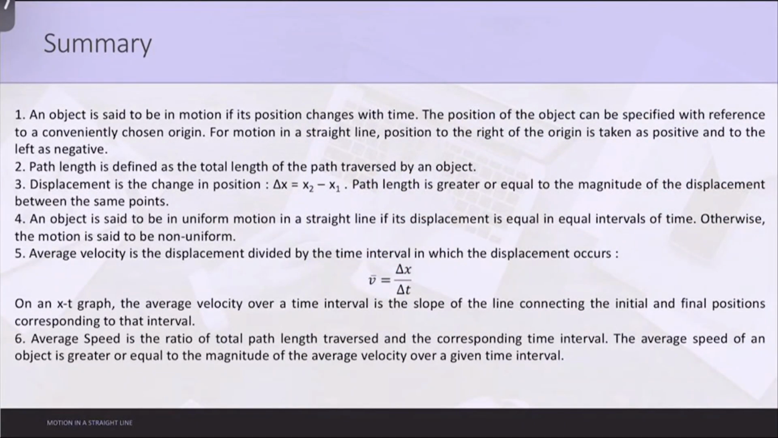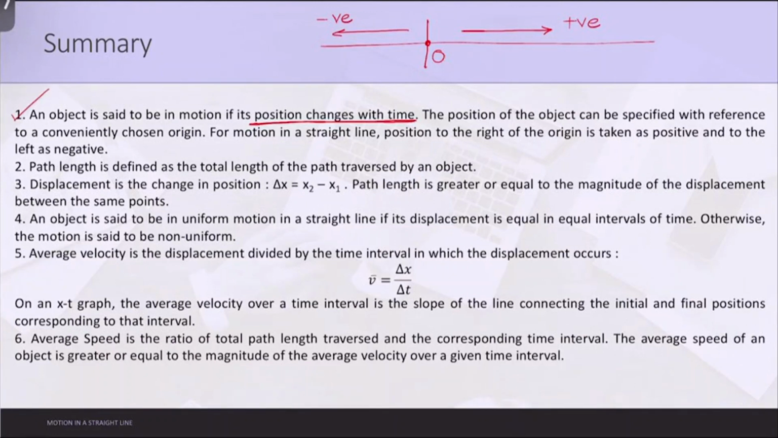First of all, an object is said to be in motion if its position changes with time. The same definition which you have heard many times. That is how we define motion. The position of the object can be specified with reference to a conveniently chosen origin. For motion in a straight line, position to the right of the origin is taken as positive and to the left as negative. That is the basic sign convention which we take. Let us say this is the origin. Anything to the right hand side is taken as positive, and anything in the left hand side direction is taken as negative. Fine, so that was the first point.